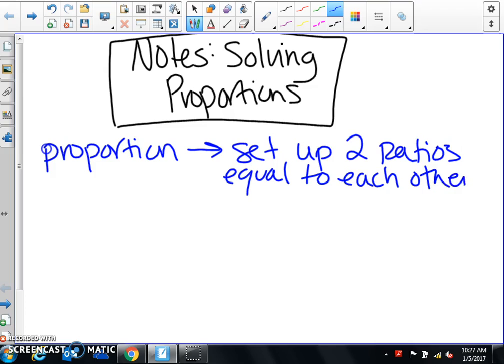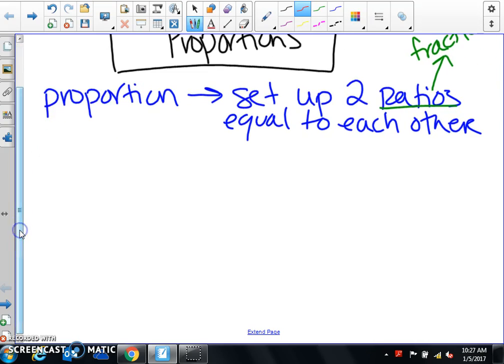Now, remember, ratio is just a fancy word for fractions. So that's basically what we're doing. There are a couple of different ways that you can solve a proportion. Let's start off with this: 1/2 equals 5 over C.